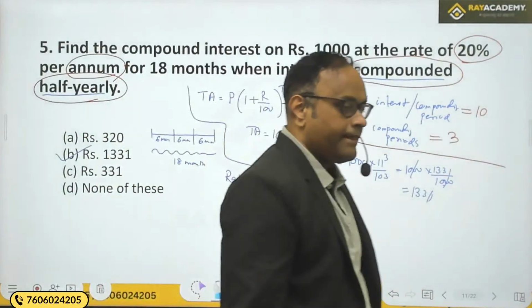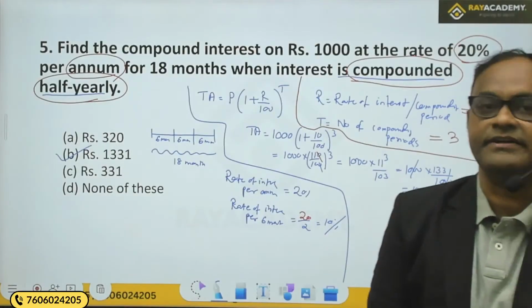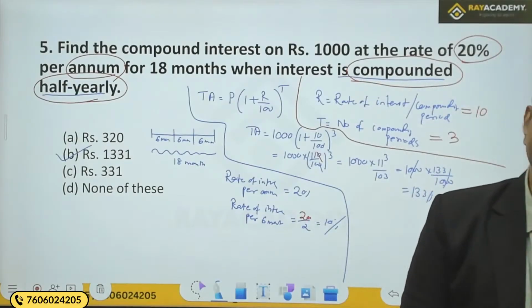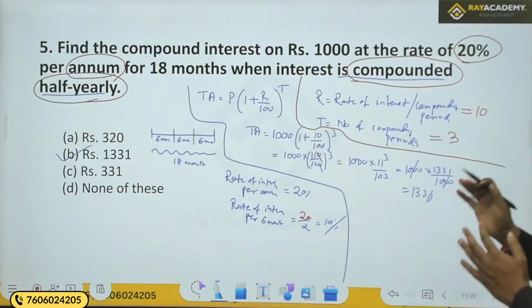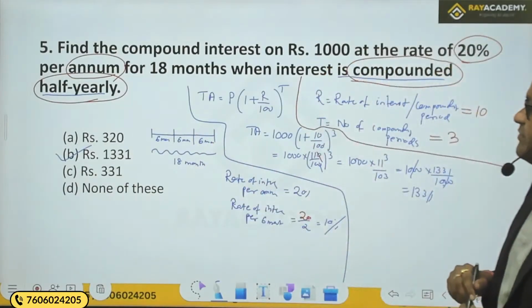Are you getting? You have to find the correct rate of interest, that is, the rate of interest per compounding period, and the correct time period, that is, the number of compounding periods. That is important. 6 months, 6 months, 6 months, 18 months has three 6-month periods. That is why we have taken time period as 3.